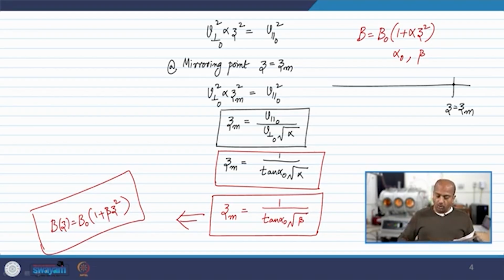Let us take one more configuration of magnetic field. This is an even more involved example which may take some time for you to solve. What I expect is that you follow this procedure and try to understand how any problem can be solved when you have been given the magnetic field configuration. So, this is going to be question number 2.